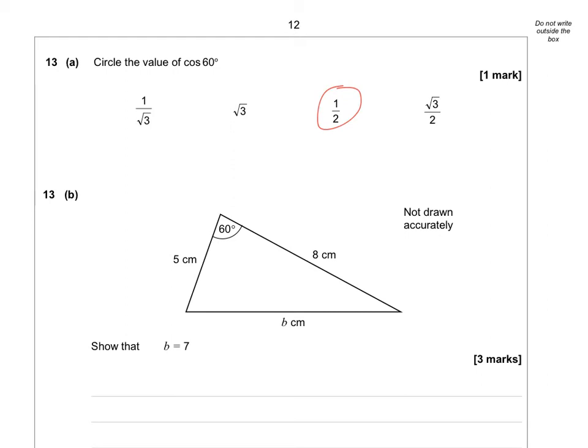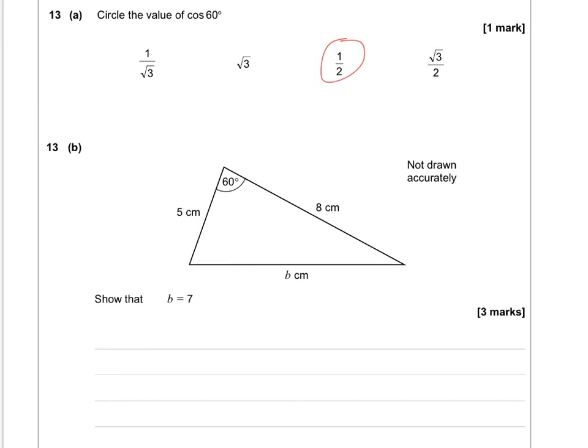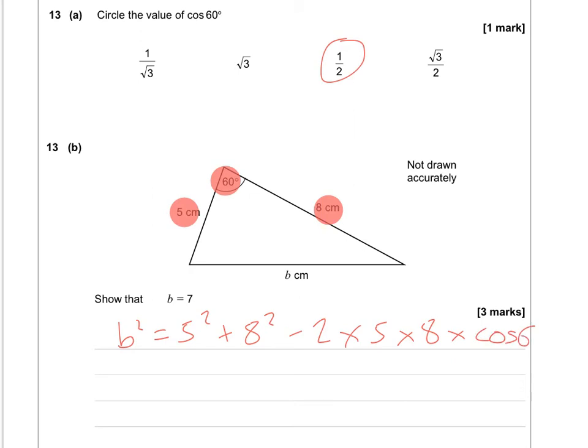Question 13b is your first real test to see whether you've learnt your formulas. So here we've got a non-right angled triangle and it's trying to find a side length with an angle that's in between two sides. Now that means that we're going to be using the cosine rule. So that is b squared equals, in this case, 5 squared plus 8 squared minus 2 times 5 times 8 times by cos 60.